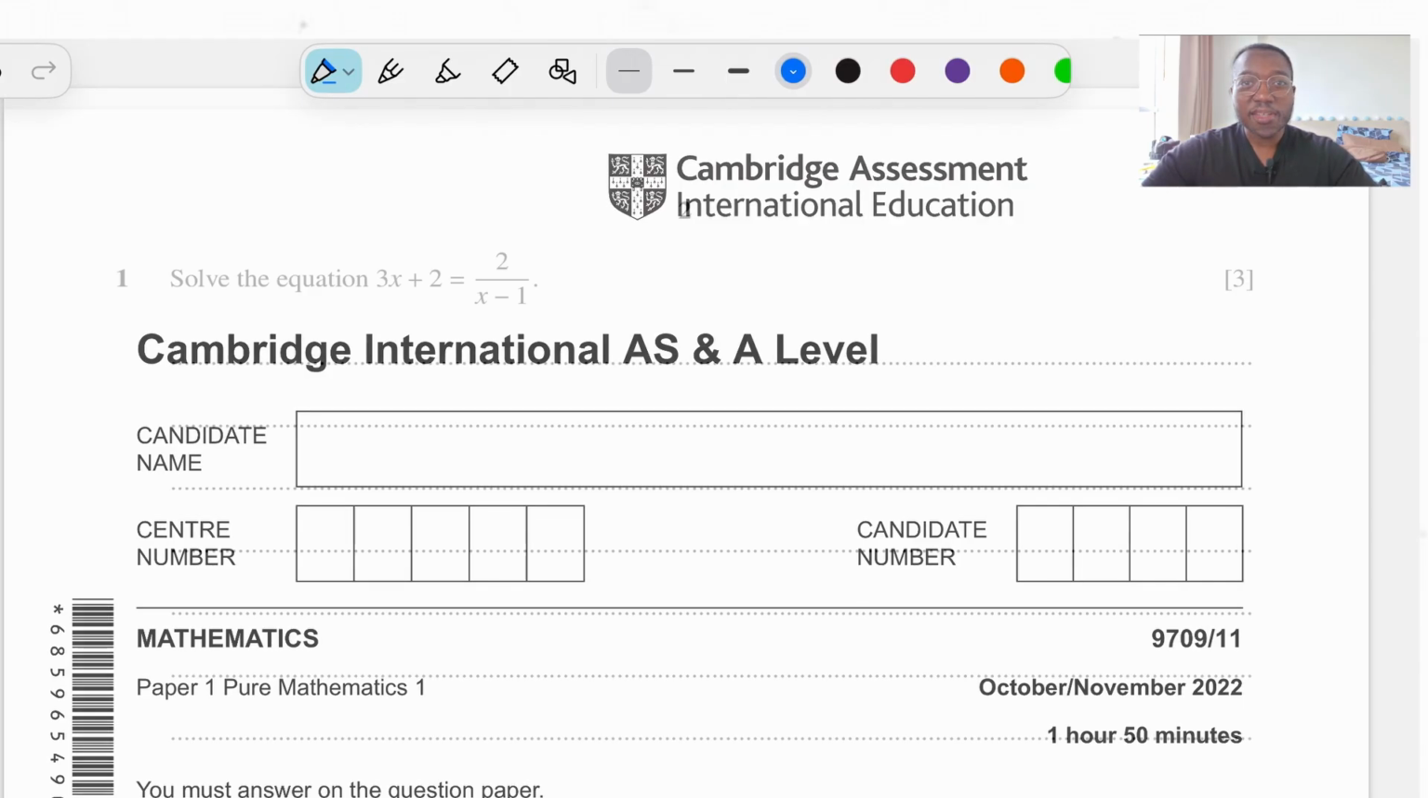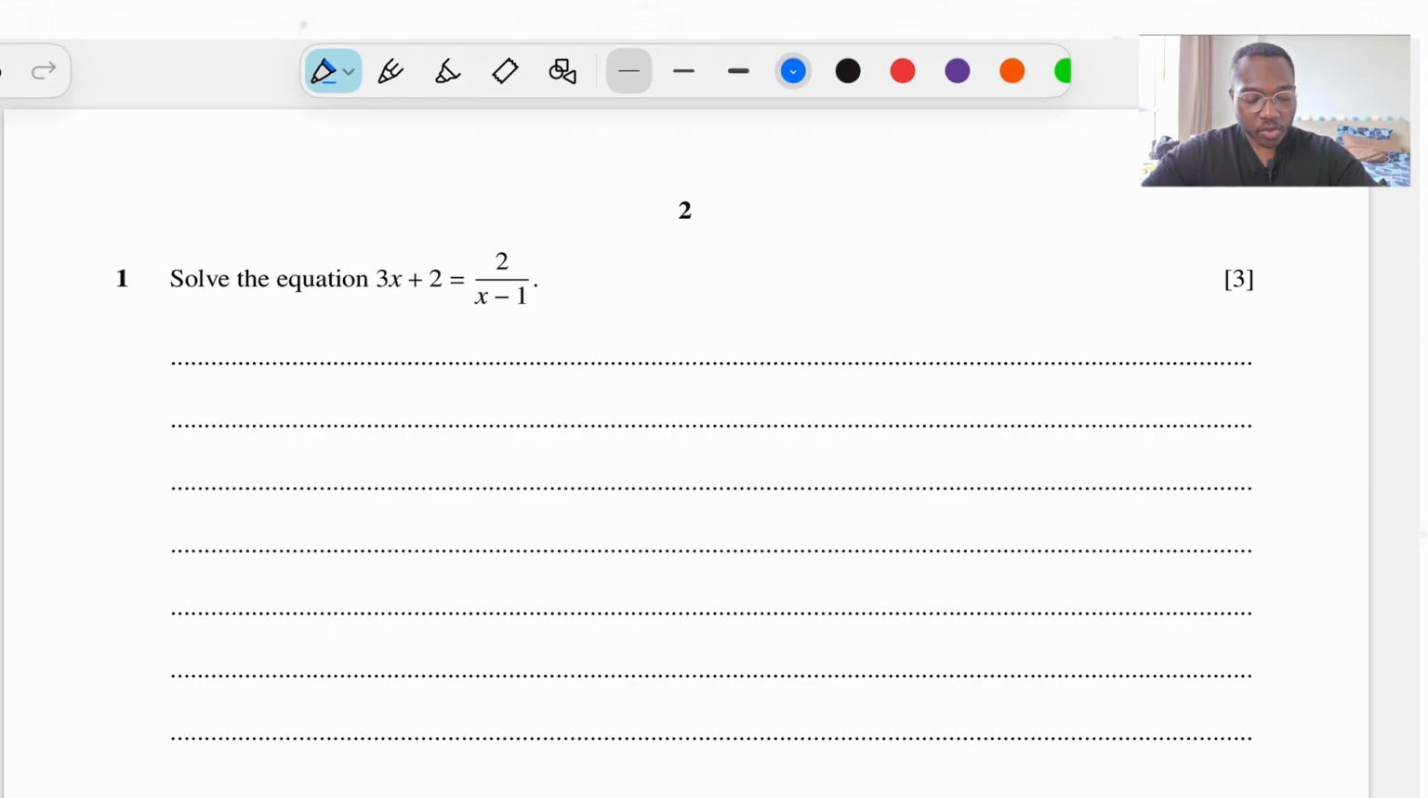Let's go. So first question, just a nice one. We just need to solve this equation: 3x plus 2 is equal to 2 over x minus 1, okay? So how are we going to start? Well, we're just going to bring the x minus 1 to the other side. So we have 3x plus 2 times x minus 1, and then that is equal to 2.